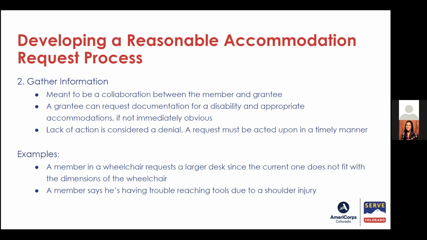In the second example, a member says he's having trouble reaching tools due to a shoulder injury. So in this case, the scope of the injury is unknown. It's unknown what the extent of the workplace barriers are. And so the grantee may request documentation on the nature of the injury and what workplace barriers might present itself. This would also be needed in order to determine what an appropriate accommodation may be.